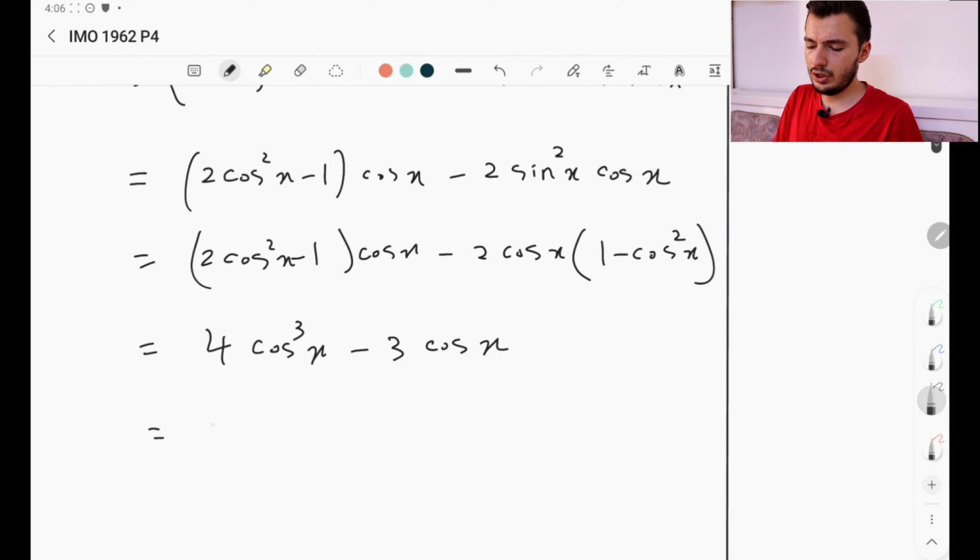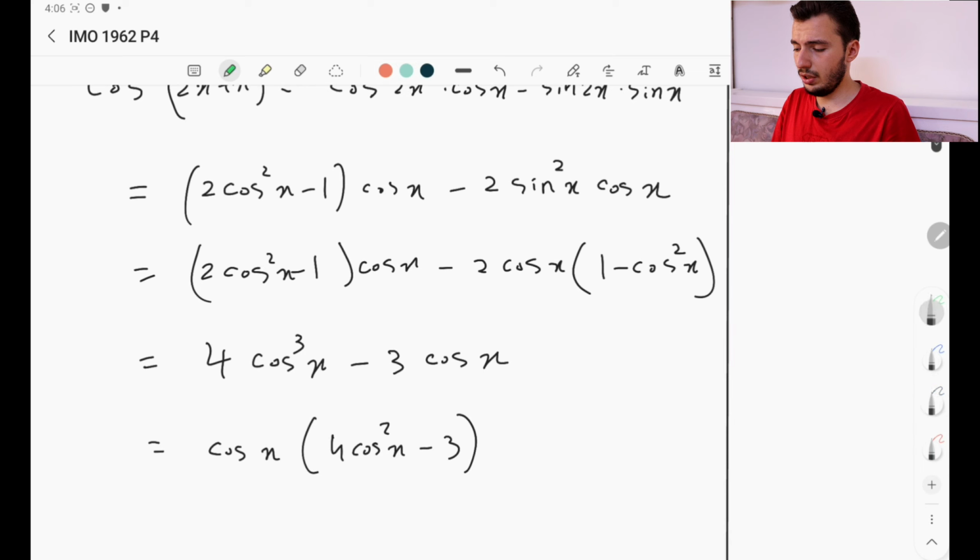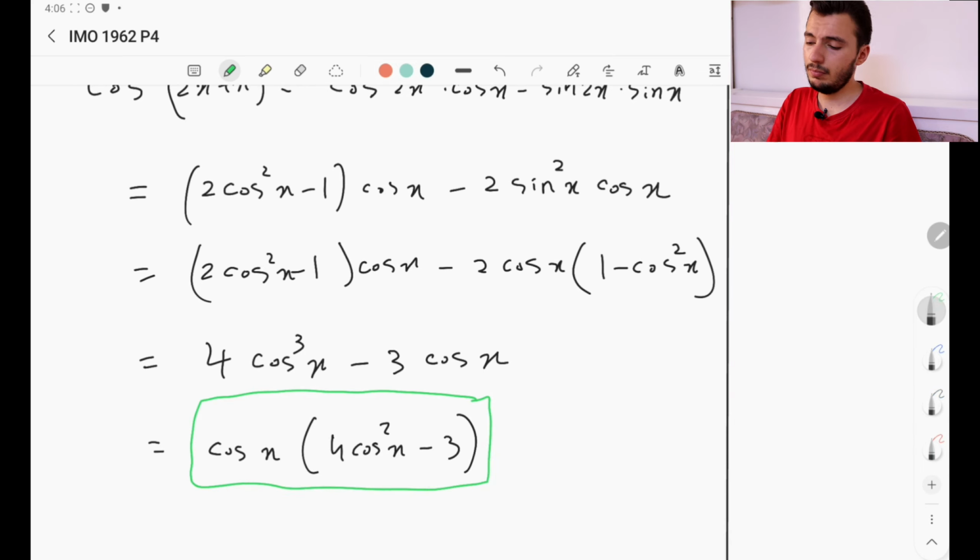But guess what, I can just take a common factor here and make it like this, cosine x times 4 cosine squared minus 3. Alright, so now we have this thing as the third term, but we need of course to square it. Okay, very nice.